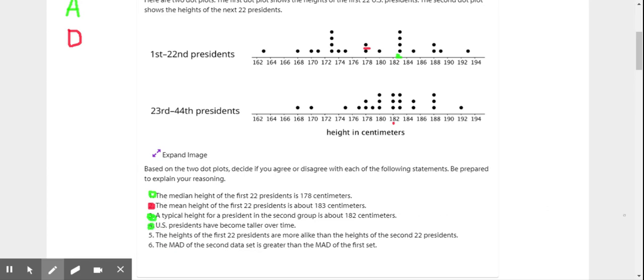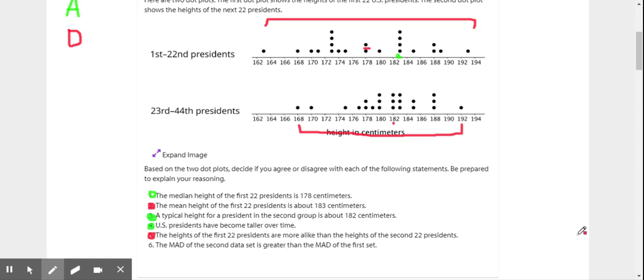And number 5, it says the heights of the first 22 presidents are more alike than the heights of the second 22 presidents. Well, I'm going to change my color there because look, there's a range that's much greater. We've got from 163 centimeters all the way up to 193. So that's a pretty big range from here all the way to here compared with this range coming from here to here. It's just a longer span, so that's going to be more varied. The top one is more varied.